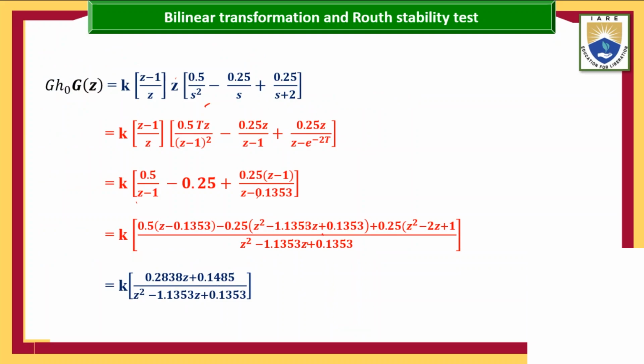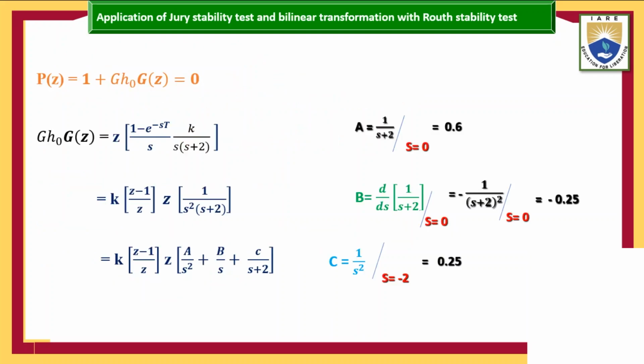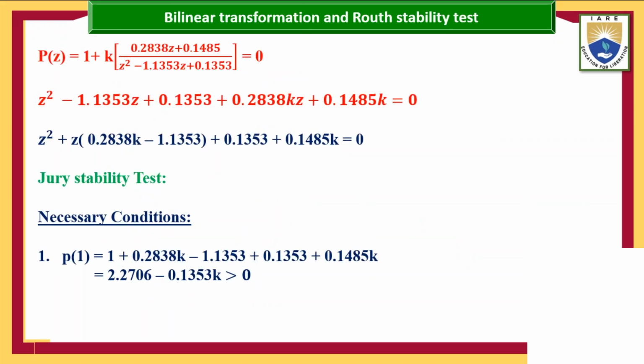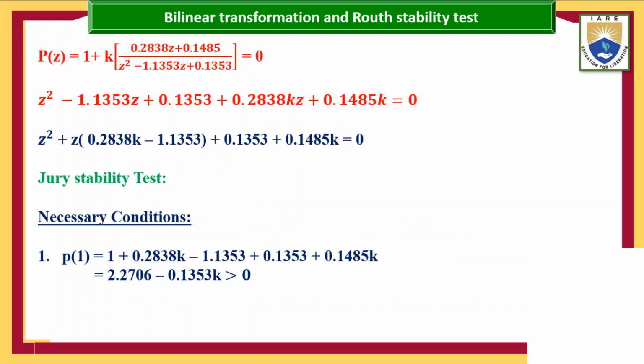This is K, the forward path gain, that is the forward path transfer function. Now, what is P of Z? P of Z is nothing but 1 plus the forward path function, that is P of Z equal to 1 plus K into G of Z. We take this value.